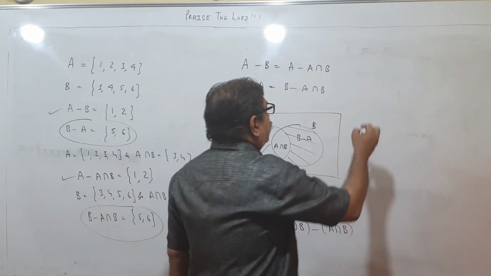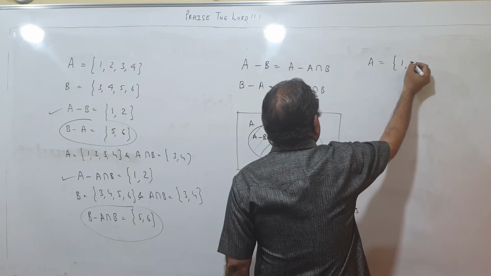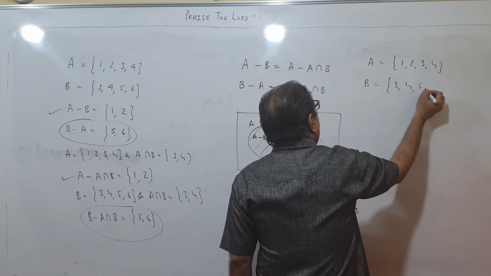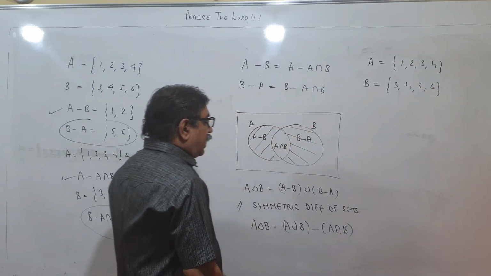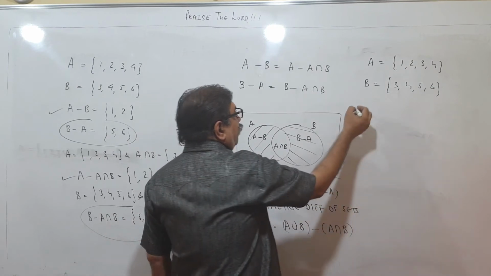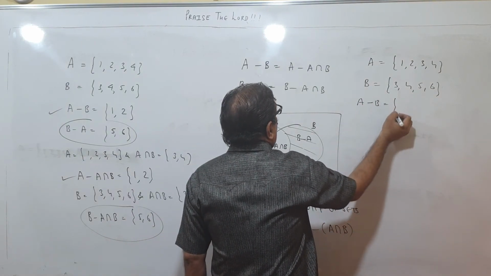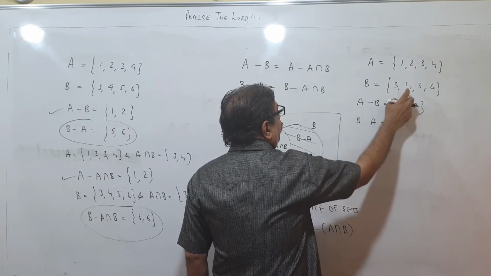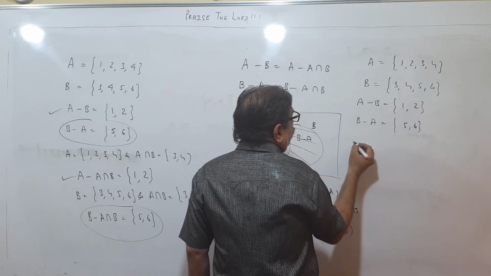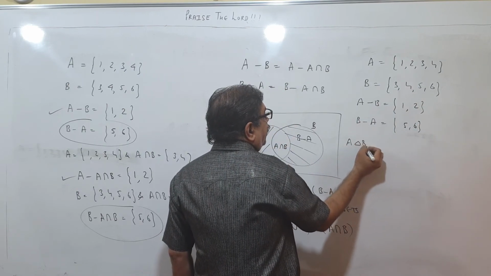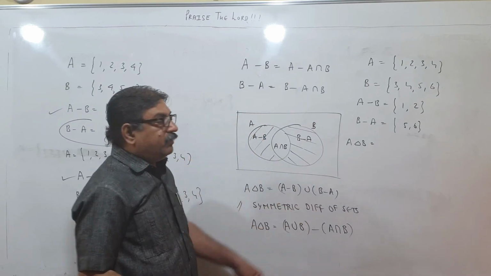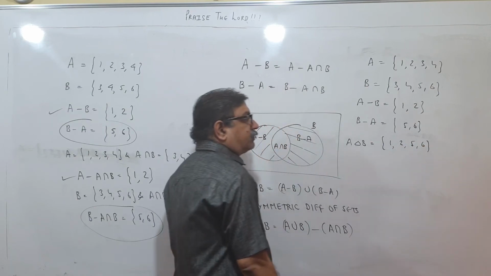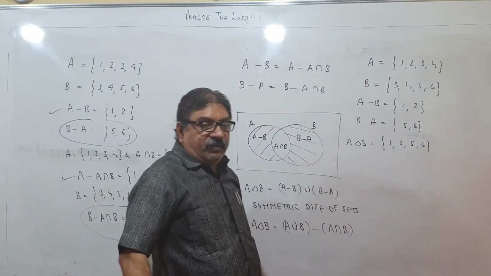And how do we get it? Supposing A is {1, 2, 3, 4} and B is {3, 4, 5, 6}. I want A minus B union B minus A. What will be A minus B? That will be 1 and 2. What will be B minus A? 5, 6. I hope you can see now. I take the union, A delta B, the union of A minus B and B minus A. Unite both of them. So what will I get, children? 1, 2, 5, 6. So this way we get A delta B.